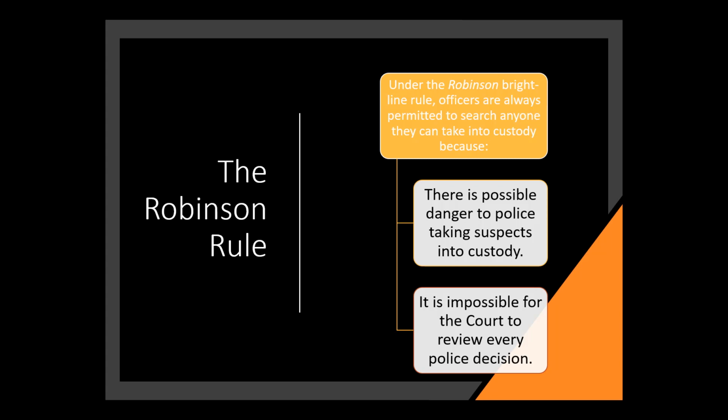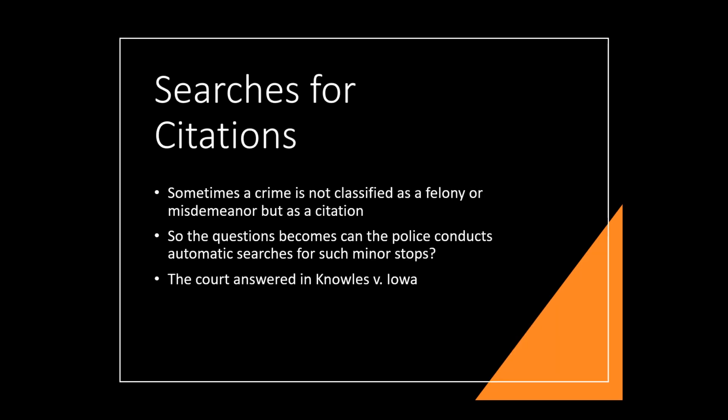Now, one of the questions became, we're going back to automobiles here a little bit, what happens when it's not an arrest, but it's a citation situation. So these are searches incident to citations. Sometimes a crime is not going to be classified as a felony or a misdemeanor, but a citation. Citations are typically punishable only by fines. The question becomes, can the police conduct searches for minor stops?